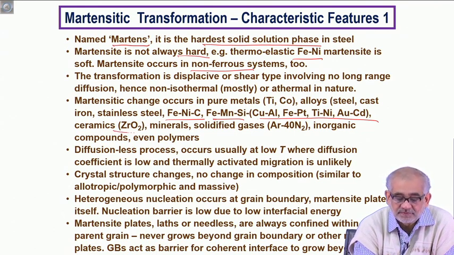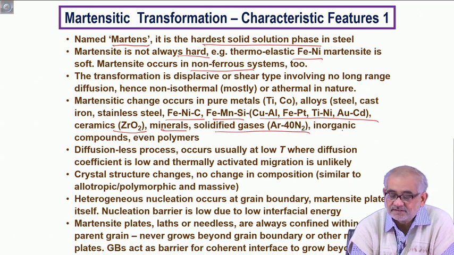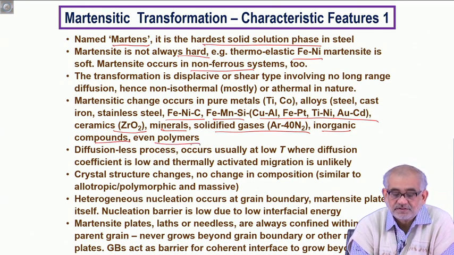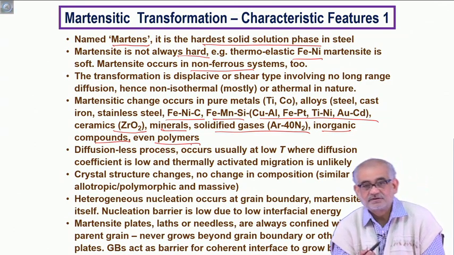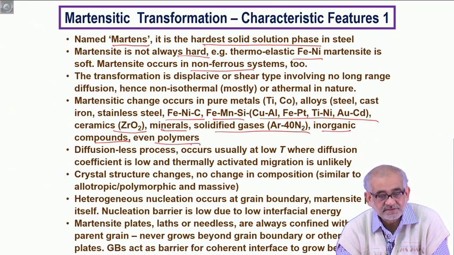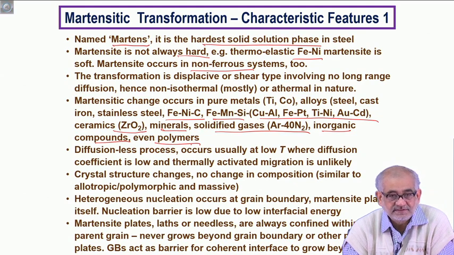It can happen even in non-metallic systems, for example in zirconia, which is an oxide. It can happen in various minerals, solidified gases at ultra low temperature, various inorganic compounds, and even in polymers. Though we often tend to believe that martensite is almost the prerogative of steel, that is not true. What is important for us to know is that martensite is a product of a particular mechanism of transformation, and is a generic name, not confined to steel. It can happen in other systems as well.